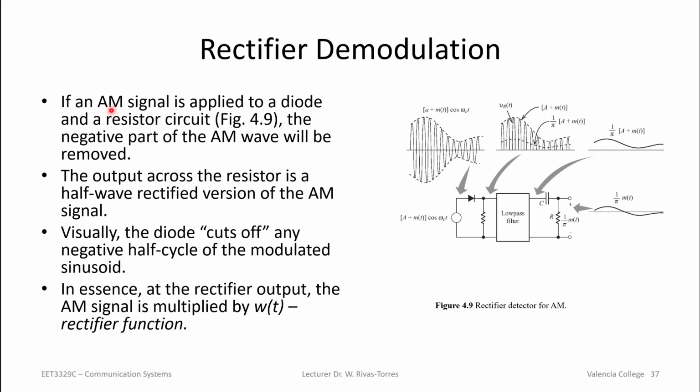If an AM signal is applied to a diode and a resistor circuit, like in this case here in the figure, the output across the resistor is going to be a half-wave rectified version of the AM. So here's the AM signal that comes in, and after the diode, you just have the positive side of the signal. Same way a rectifier works. It's like cutting off the negative half cycle of your signal.